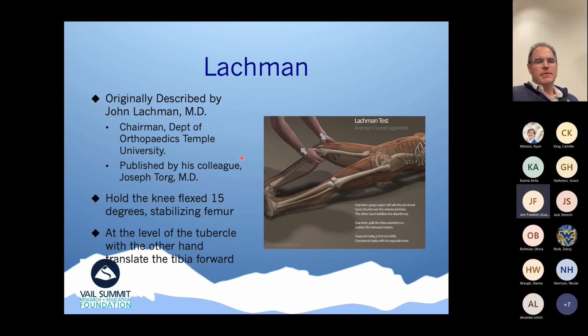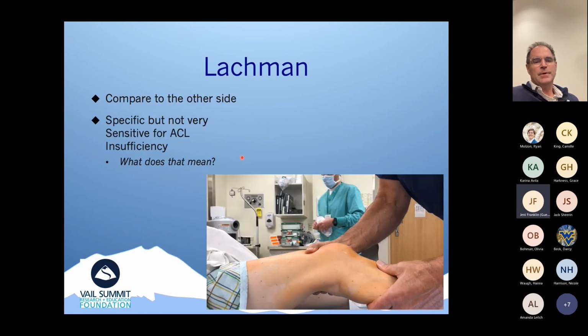So you hold the knee flexed in 15 to 25 degrees of flexion, stabilizing the femur at the level of the tubercle with the other hand. Translate the tibia forward. And this is schematically what you're doing with that. And then the Lachman you need to compare to the other side. It's specific, but not very sensitive for ACL insufficiency.